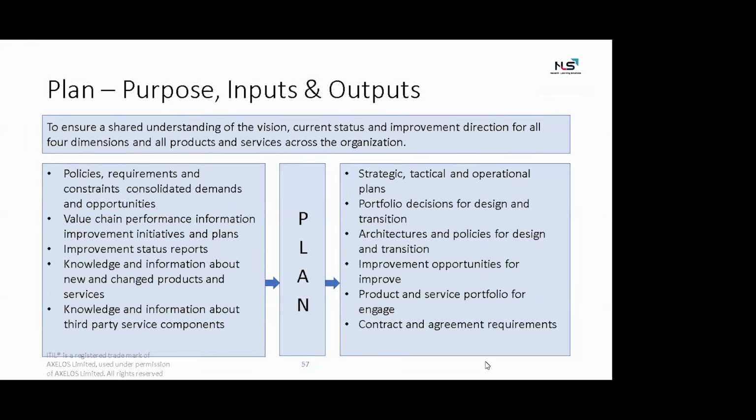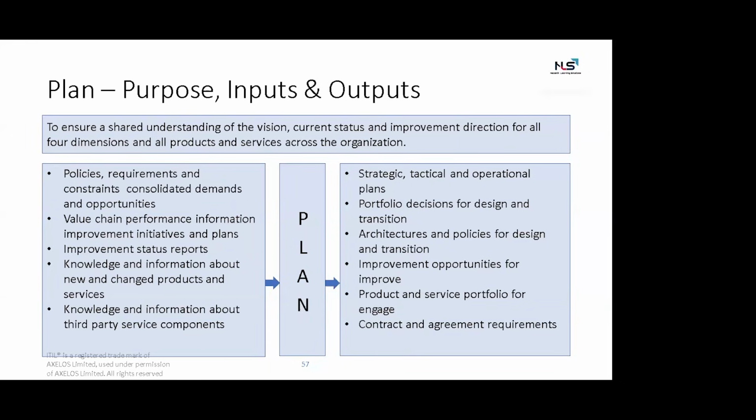So what inputs are we sharing to this plan stage? That is your org policy, requirements, constraints, consolidated demand, and opportunity. Value chain performance information, improvement activities and plans. This is statistical data. Improvement status report. The improvement status report is applicable in case you have a second or third or fourth iteration. This means your first phase, your first cycle, has already come.